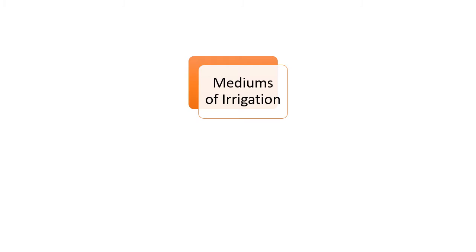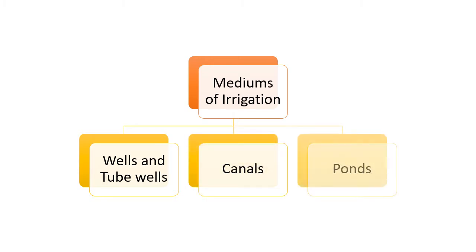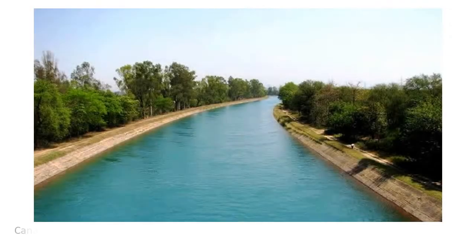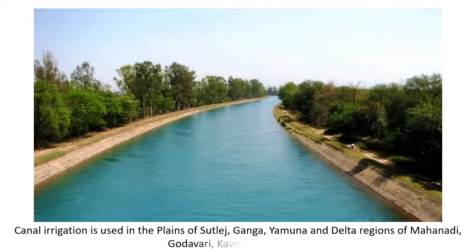The mediums of irrigation, that means how irrigation is done. Number one, through wells and tube wells. Number two, canals. And number three, ponds, basically not just ponds but farm ponds. We will discuss the first one, that is canals. Canal irrigation is used in the plains of Satluj River, Ganga, Yamuna and delta regions of Mahanadi, Godavari, Kaveri, Krishna, etc. rivers. In this picture you can see a canal. Canals are created out of rivers to provide water to faraway places.